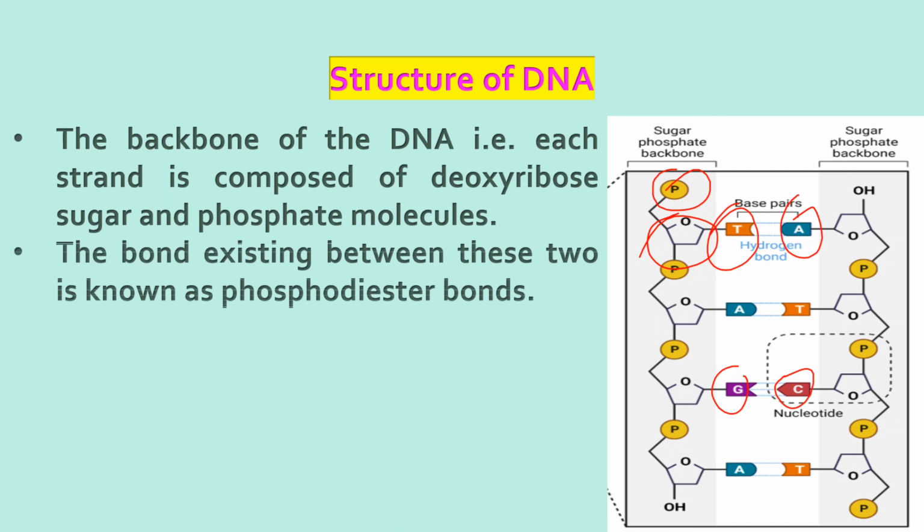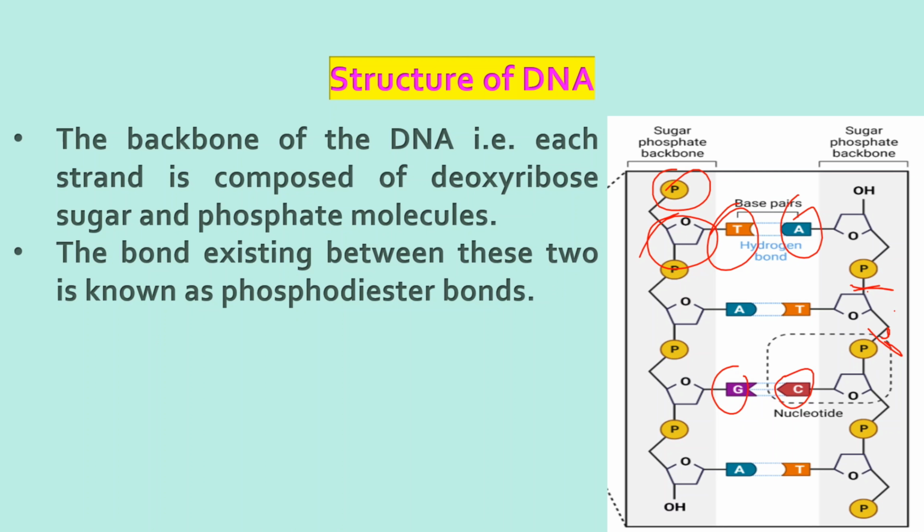Okay, and the bond existing between these two is the phosphodiester bond. You can find phosphodiester bonds here: this is one phosphodiester bond, and this is the second phosphodiester bond. This bond is formed with the third number carbon. This is the third number carbon, and this is the fifth number carbon.